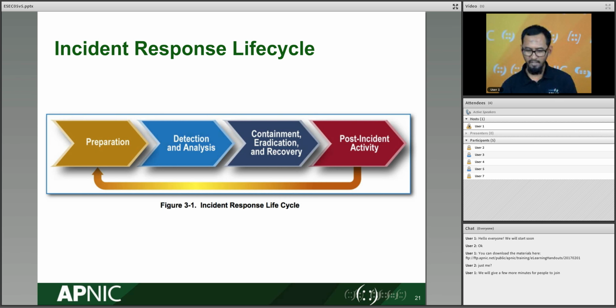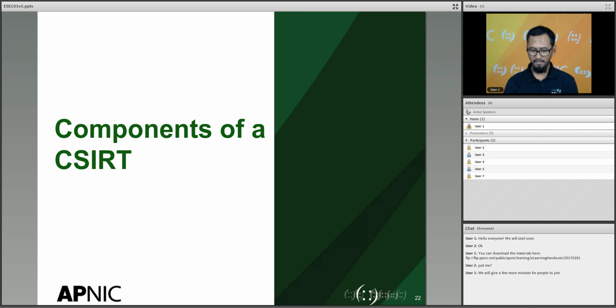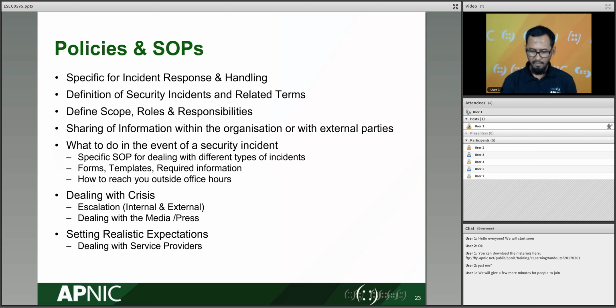And I think in today's day and age, this is not an option anymore. You don't deal with an incident and you forget about them. You have to continually look into preparing, detection, analysis, containing the incident if it happens, right? And learning from it, applying fixes. Now, let's go into some components of a CSIRT.